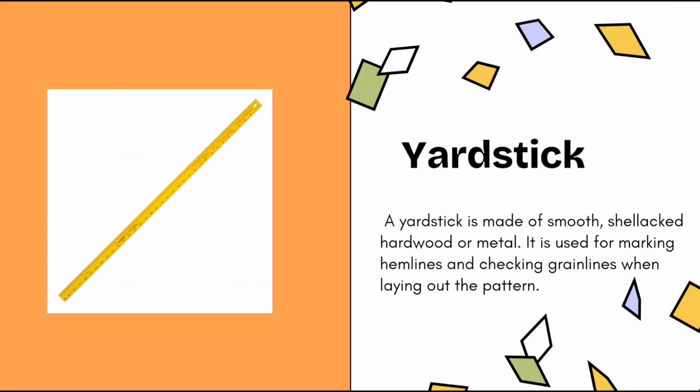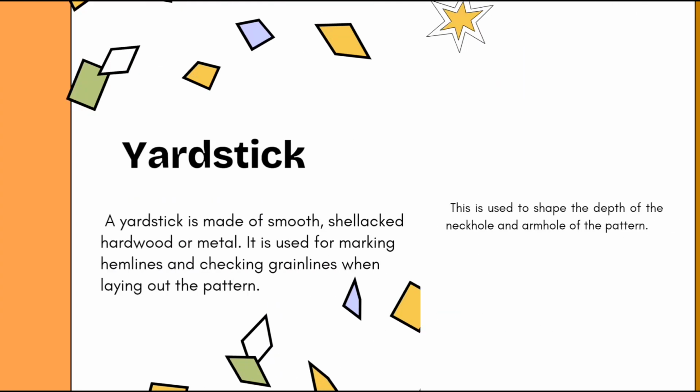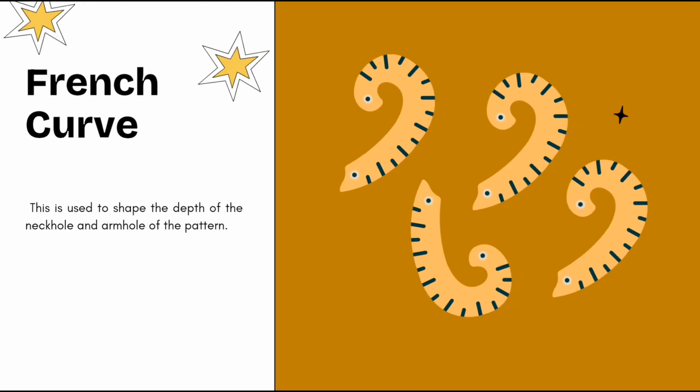A yardstick is made of smooth shellacked hardwood or metal. It is used for marking hemlines and checking grain lines when laying out the pattern. A yardstick is also useful in drawing long lines, measuring from the floor to the hem length to help gauge the finish of the hem, and it also helps to check the straight grain lines and other straight measurements in pattern making. Another measuring tool is a French curve.